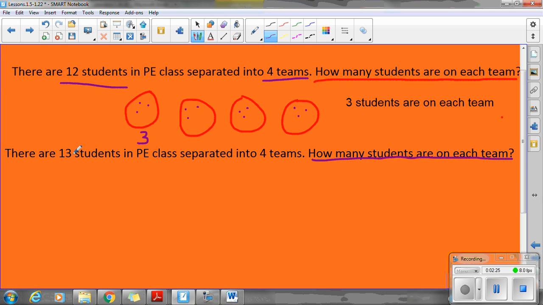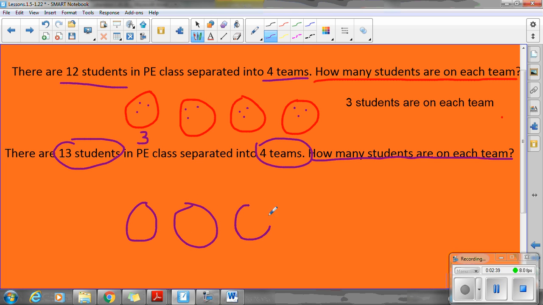What do I know? I have 13 students and I have 4 teams. I know that I'm going to share the students equally. Those are the 3 things I know. So I'm going to take my 4 teams and now I'm going to put 1 student in each team until I can't anymore. So here's 1, 2, 3, 4, 5, 6, 7, 8, 9, 10, 11, 12.